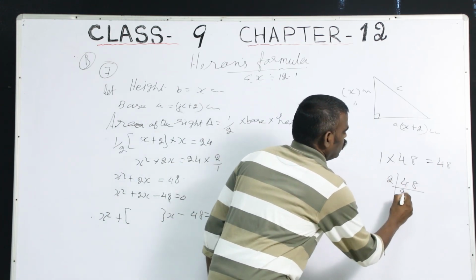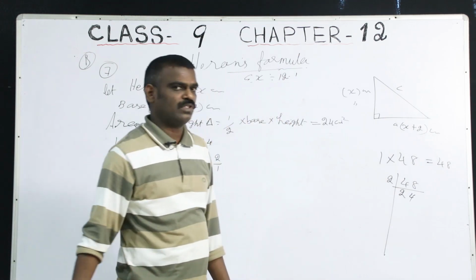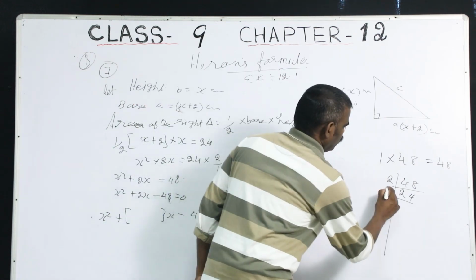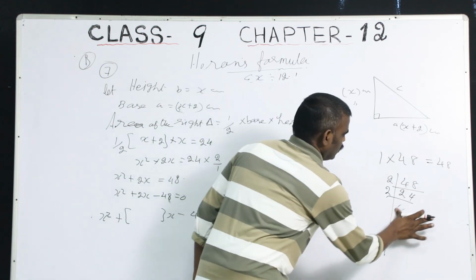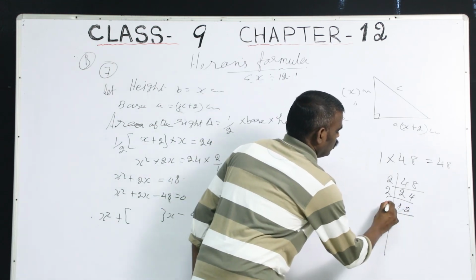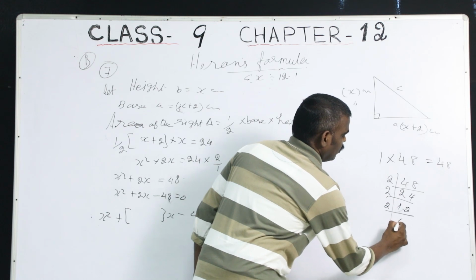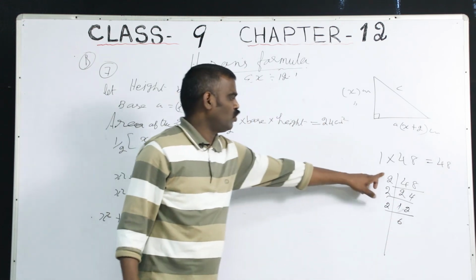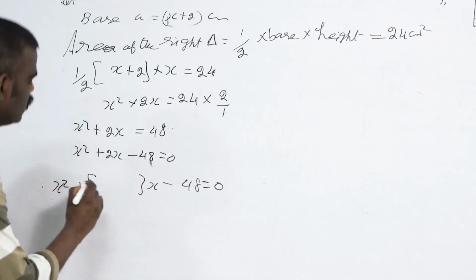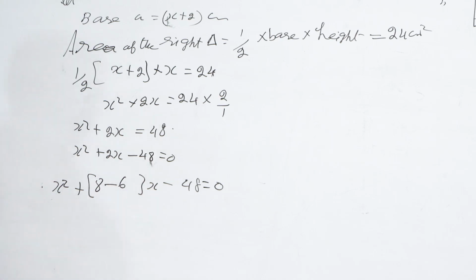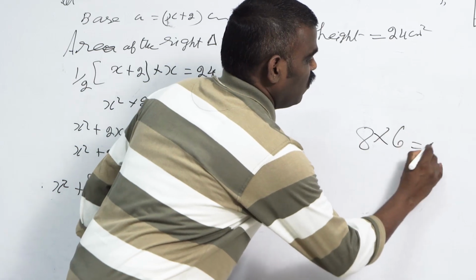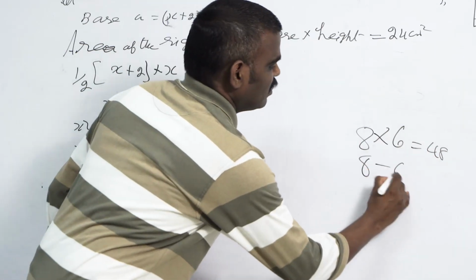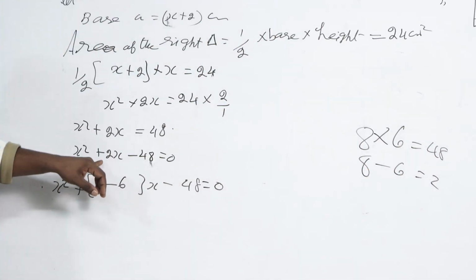LCM. 2, 2 is 4, 4 twos are 8, right? Again 2, how much? 1, 2, 2, how much? 6. So 2 into 2, 4, 4 into 2, 8. So 8 and 6. 8 into 6, how much? 48, right? 8 minus 6, we are getting 2.